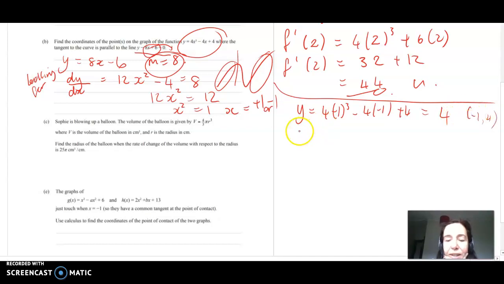And the other one will be y equals 4 times 1 to the 3 minus 4 times 1 plus 4. So 4 minus 4 again, plus 4 equals 4, so we get the point 1, 4. Okay, so those are the two coordinates that you would have.